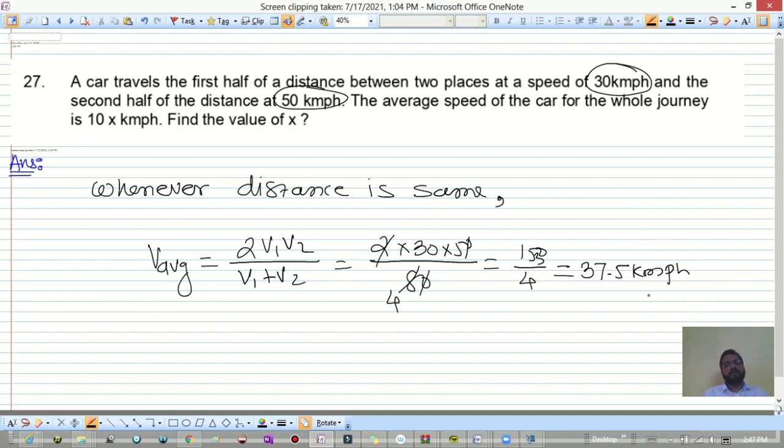Kilometer per hour is what is called the velocity, the average velocity, but they gave 10x is equal to 37.5. So x must be equal to 3.75. So what is the answer for the numerical type? It is 3.75. Okay, so this is the 27th one.